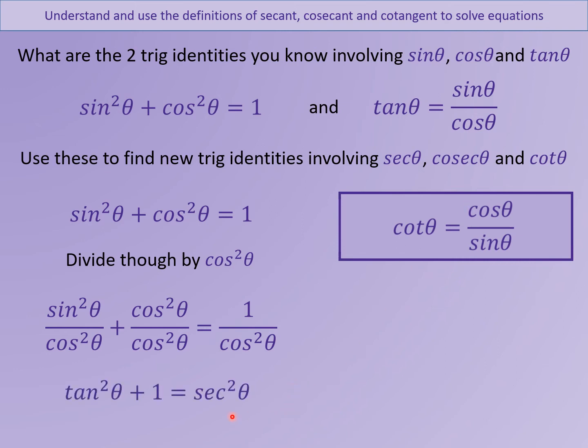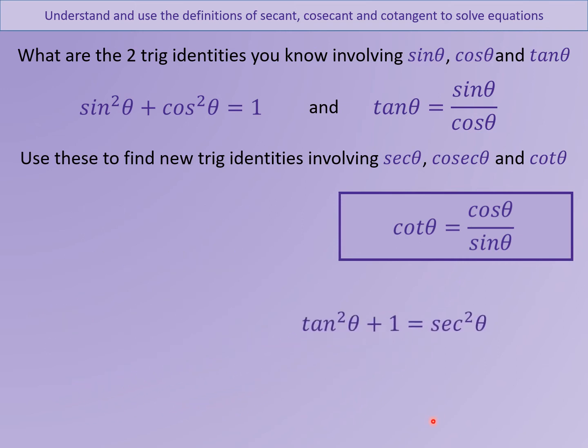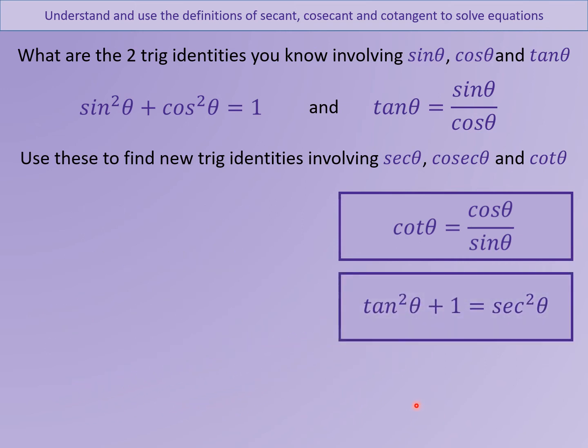Okay, so I can replace it. That's my tan squared. That's my 1. And 1 over cos is sec squared. Tan squared plus 1 equals sec squared is a new trig identity that I could use from this.